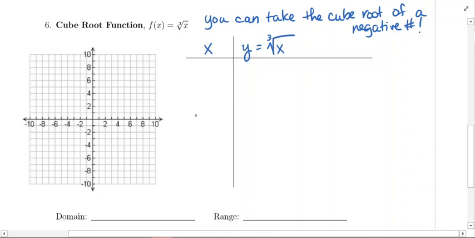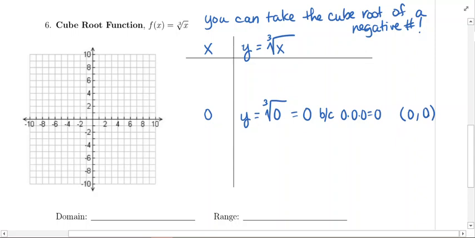So I'm going to start. I know the cubed root of 0. So if x is 0, that means the y value is going to be the cubed root of 0, which is just 0. And remember why the cubed root of 0 is 0: if you take 0 and multiply it by itself 3 times, you get 0. So shocking again, I know this graph goes through the origin.